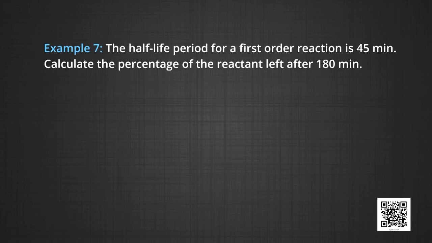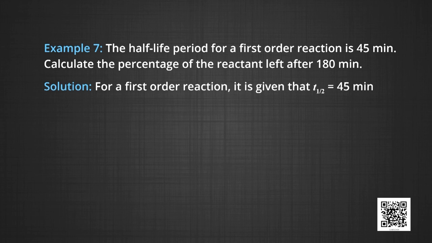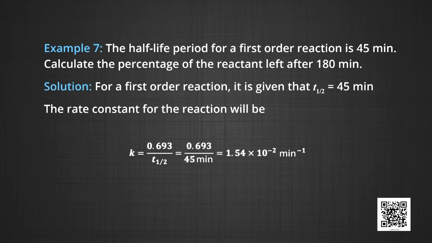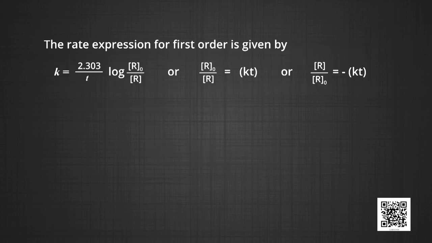Again, another example. The half-life period for a first order reaction is 45 minutes. Calculate the percentage of the reactant left after 180 minutes. Solving it, for a first order reaction, it is given that T half is equals to 45 minutes. The rate constant for the reaction will be K is equals to 0.693 divided by T half. It is equals to 0.693 divided by 45 minutes. It is equals to 1.54 into 10 raised to power minus 2 per minute. The rate expression for the first order is given by K is equals to 2.303 by T log R naught by R, or we can write it as R naught by R is equals to exponential raised to power KT, or R by R naught is equals to exponential minus KT.